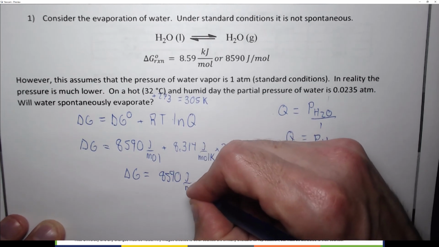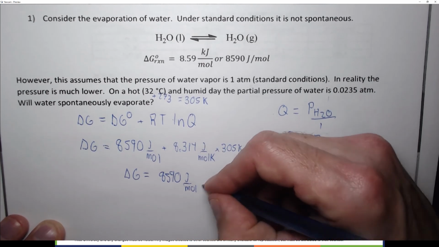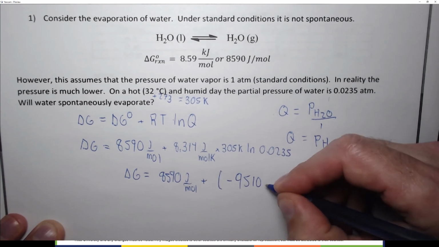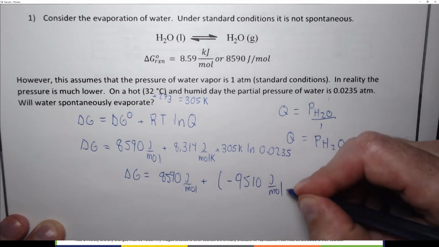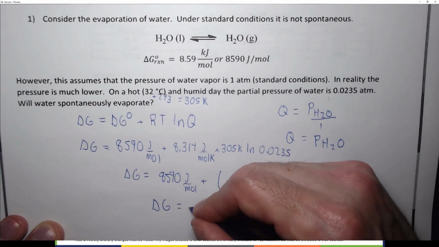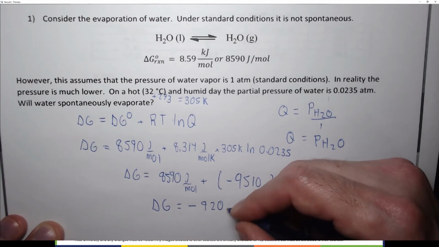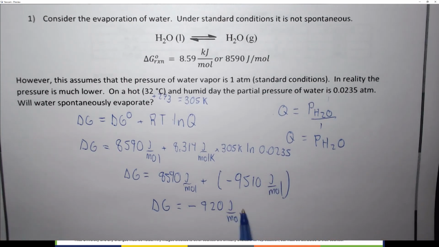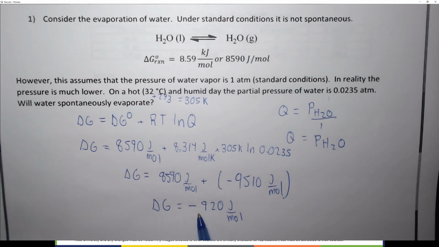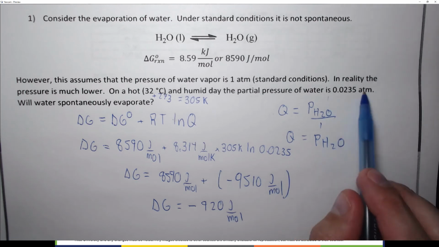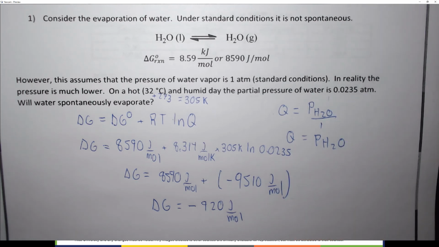All right. And when we do all that math, we find that delta G equals 8,590 joules per mole plus negative 9,510 joules per mole. And when we add those two things together, we find that delta G equals minus 920 joules per mole. This is now negative, which explains that water evaporates under actual conditions where the partial pressure is this, nowhere near 1 atmosphere.